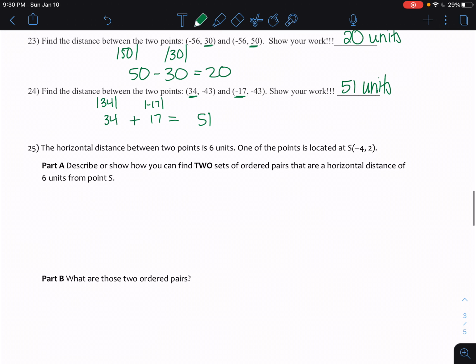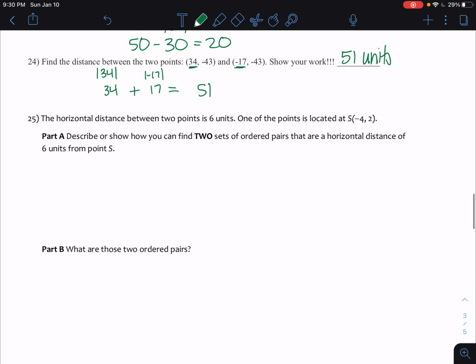25 says the horizontal distance between 2 points is 6 units, and if one of the points is located at -4, 2, describe or show how you can find two sets of ordered pairs that are a horizontal distance of 6 units from point S. And then part B says what are those two ordered pairs. So there's a couple different ways that you can do this one. I'm going to show it using a picture because I'm a very visual person. So I actually drew a coordinate plane.